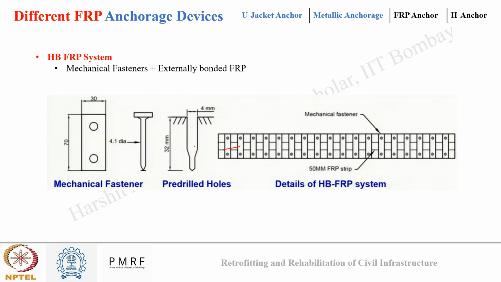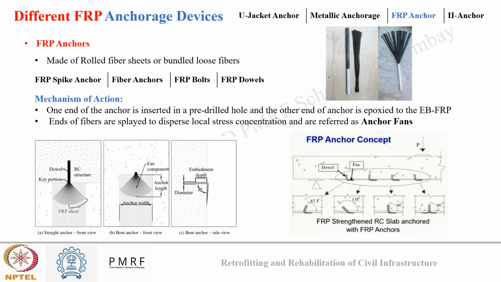Okay, that was used, mechanical fastener and bolt it was used. So a hole was pre-drilled into the concrete structure, the externally bonded FRP plate was attached in between the holes, and an anchor system was installed across the plate. Okay, so this combined system is known as the HBFRP system.